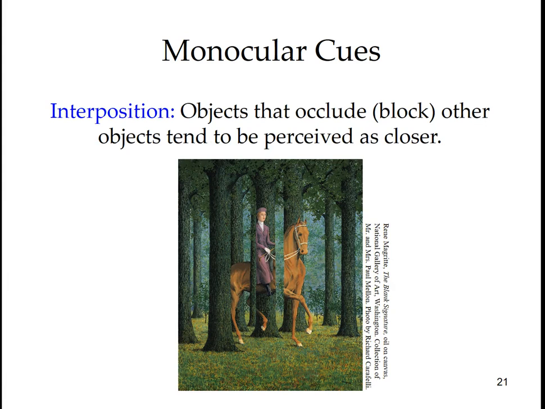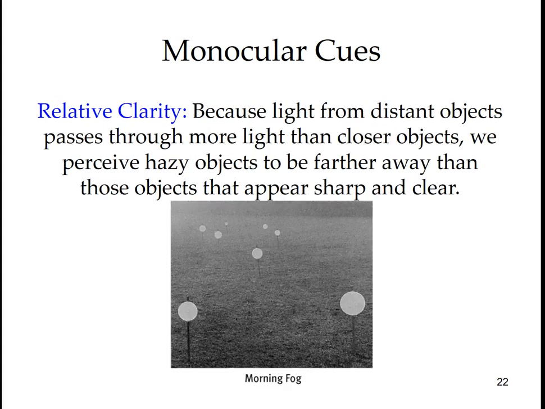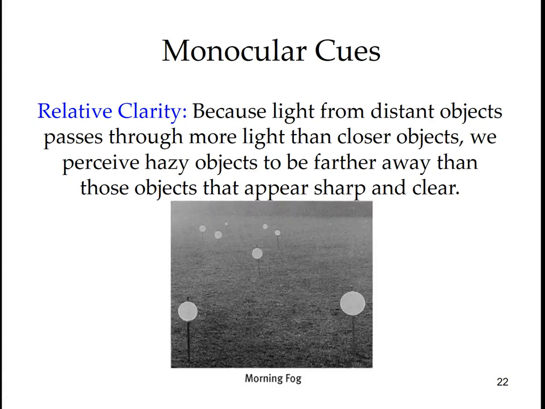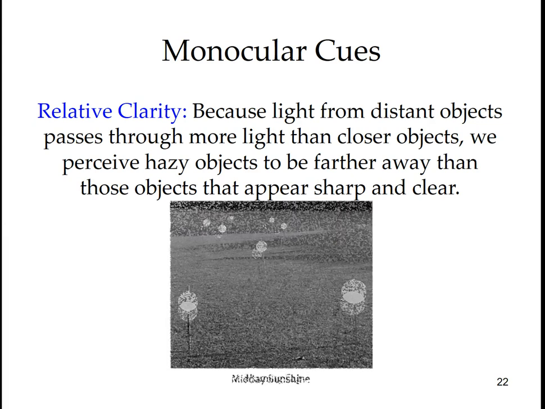Interposition: objects that occlude or block other objects tend to be perceived as closer. Relative clarity: because light from distant objects passes through more atmosphere than light from closer objects, we perceive hazy objects to be farther away than those objects that appear sharp and clear. So as you can see in the morning fog, these look distant. And then when we look in the clear from the same position, we see how much closer they are. This helps explain why automobile accidents happen in poor weather. Many times people are misjudging the distance.